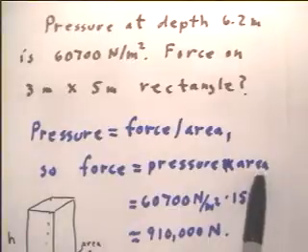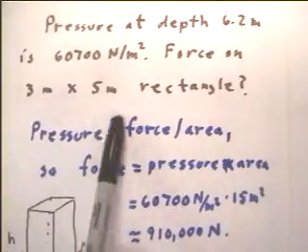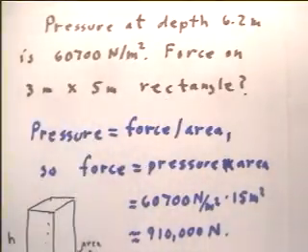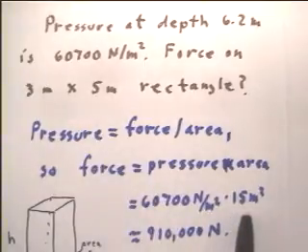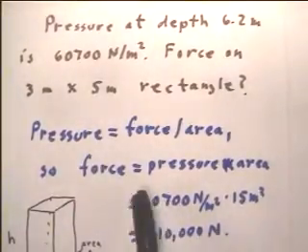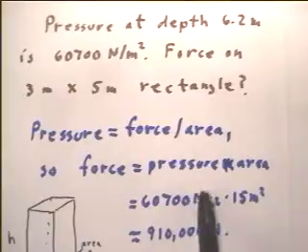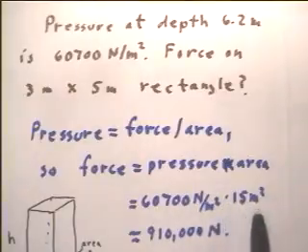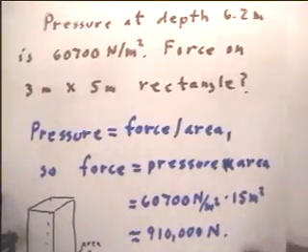So we need to find the area. Well, the area is that of the 3 by 5 meter rectangle, which has an area of 15 square meters. So we multiply the 60,700 newton per square meter pressure by the 15 square meter area, and we get the total force: 910,000 newtons.